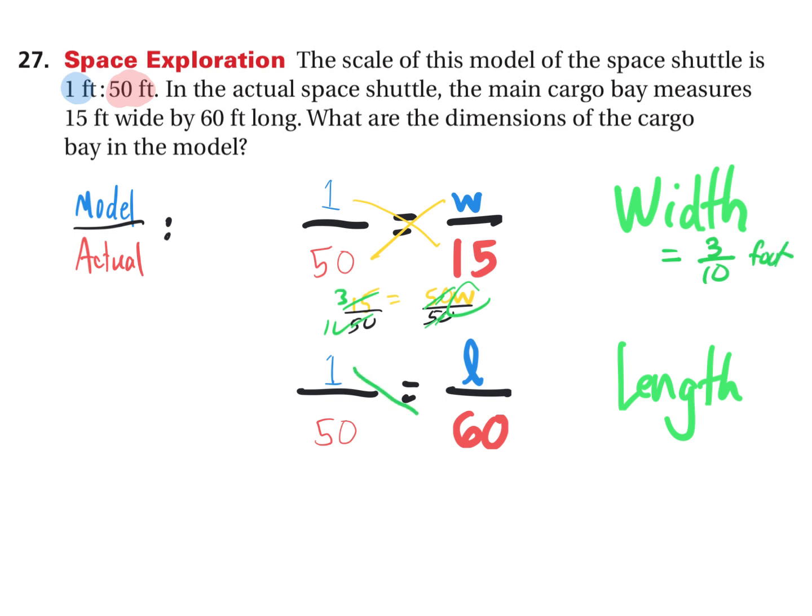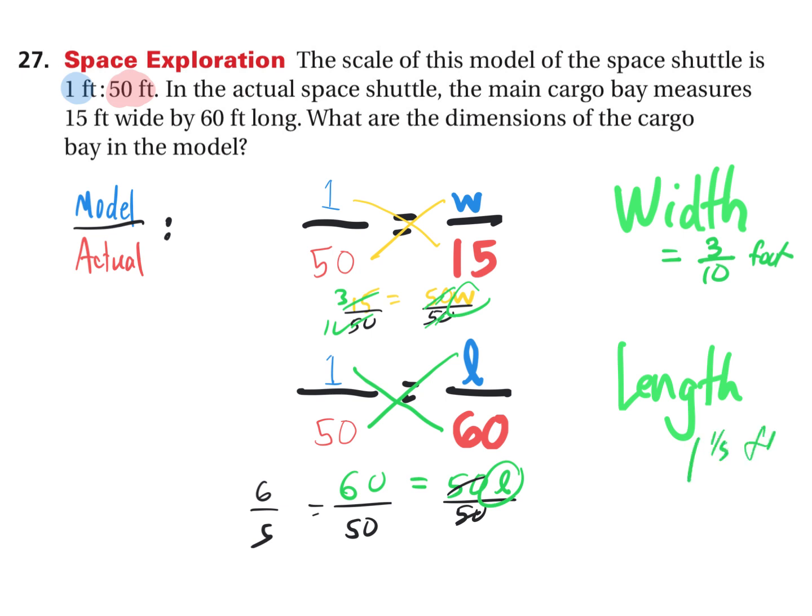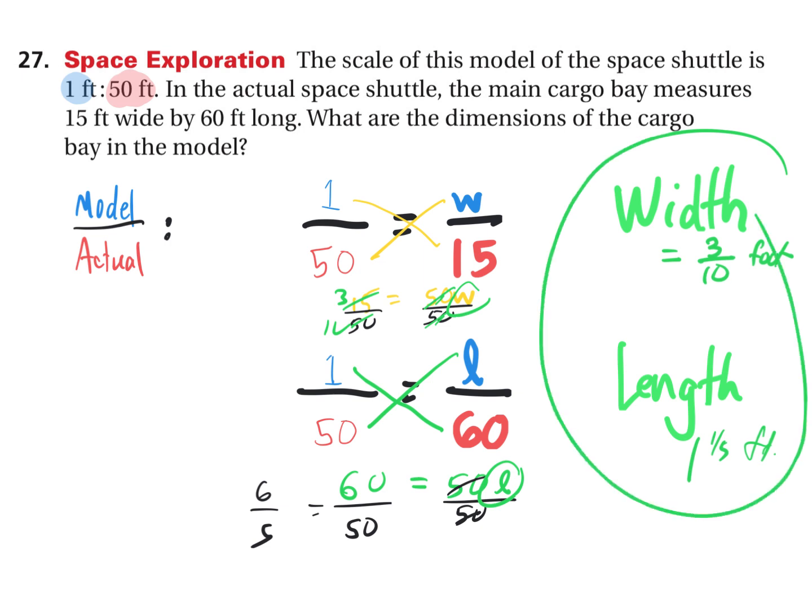For the length, 1 times 60 is 60. L times 50 is 50L. So when we divide both sides by 50, L will equal 60 divided by 50, which is 6/5, or 1 and a fifth. And that's how you find the width and the length of the cargo model.